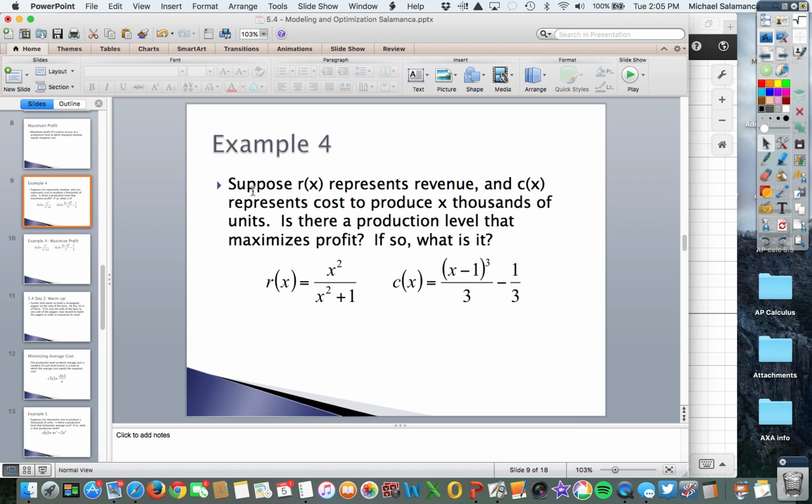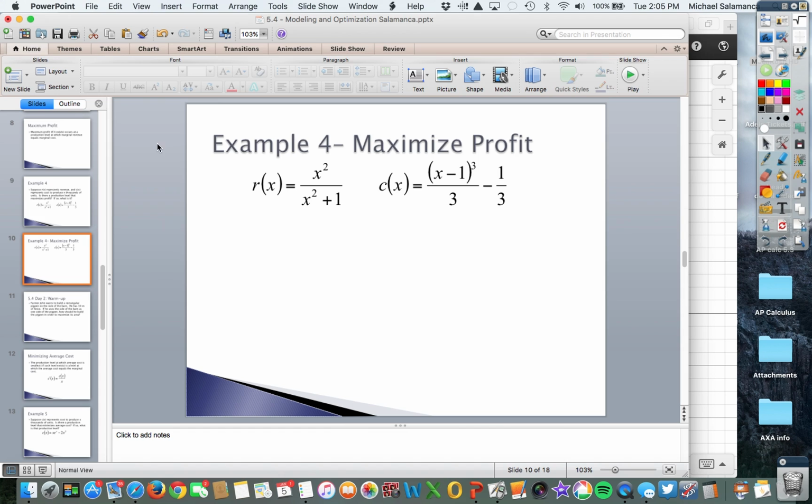Now, looking at example 4, it says suppose R of x represents a revenue and C of x represents the cost to produce x thousands of units. Is there a production level that maximizes profit? And if so, what is it? So, a couple things to keep in mind.